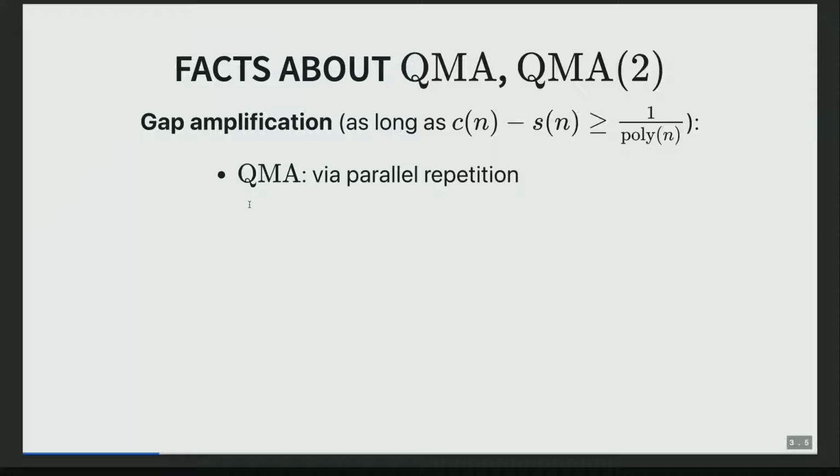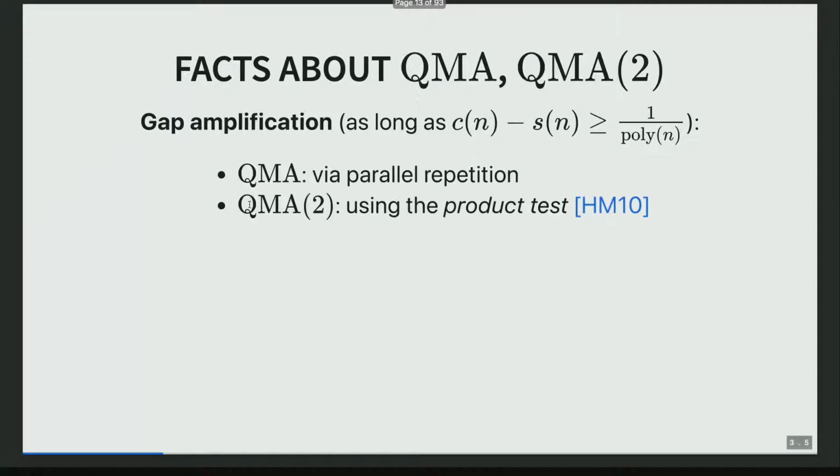For QMA2, this doesn't actually work, but there's another thing you can do called the product test by Harrow and Montanaro. And this allows you to amplify the gap in QMA2. So once C and S are inverse polynomial apart, it doesn't seem to matter how big they are.